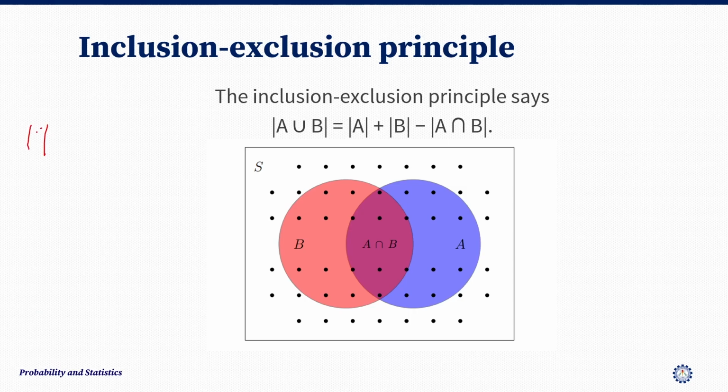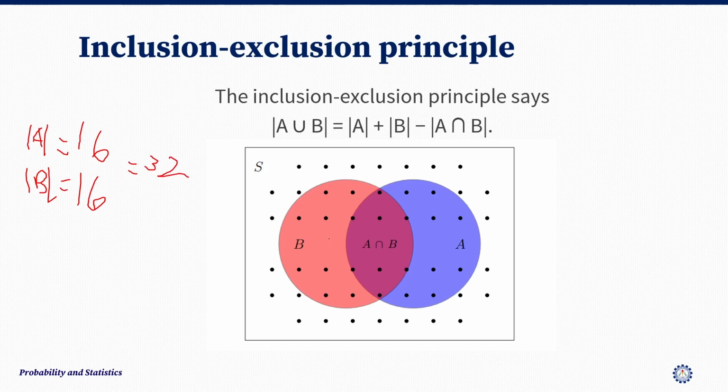The cardinality of A is equal to what? If we count 1, 2, 3, 4, 5, 6, 7, 8, 9, 10, 11, 12, 13, 14, 15, 16, that will be 16. The cardinality of B is also 16 if we count that. If we add these two, the cardinality of A plus the cardinality of B will be 32.